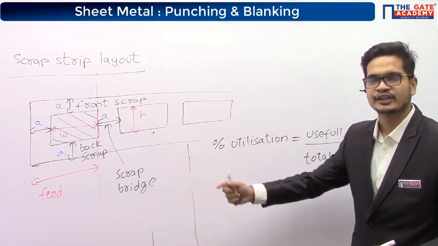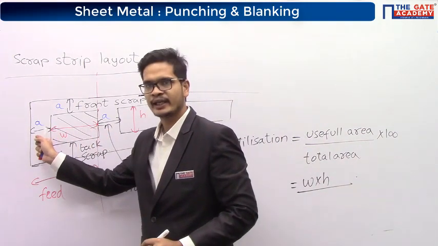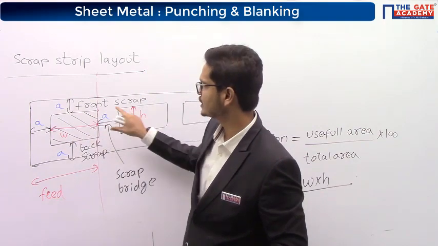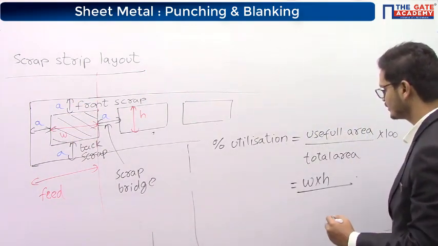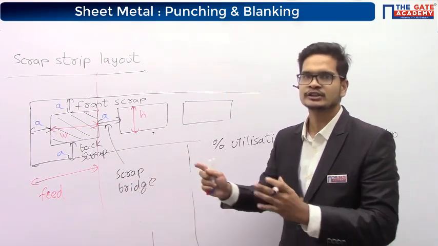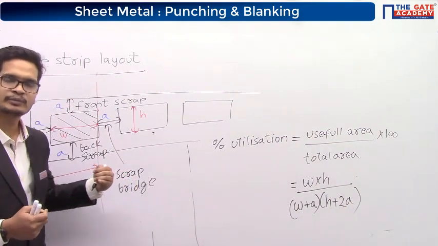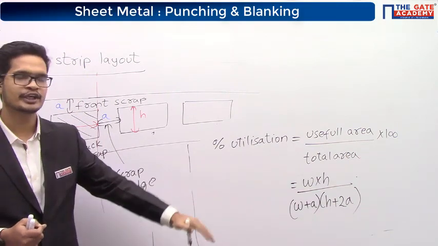In the feed region, what is the total area? The total area is W plus A into H plus 2A. Since the same feed is going to be repeated, just by calculating the percentage utilization in one feed, we can get the percentage utilization for the entire length, right? Same feed is going to be repeated every time.